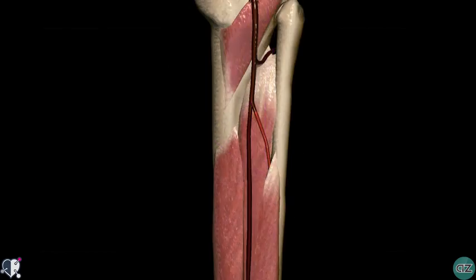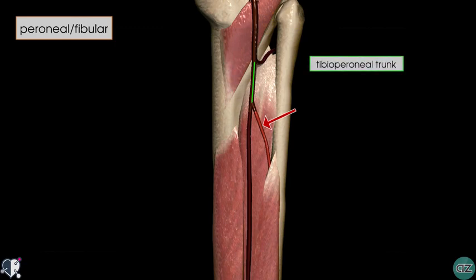Now returning proximally, the last artery to talk about is the fibular artery or the peroneal artery. So the tibiofibular trunk divides into the posterior tibial and the fibular artery, or as some texts describe it, the posterior tibial artery gives off the fibular artery.